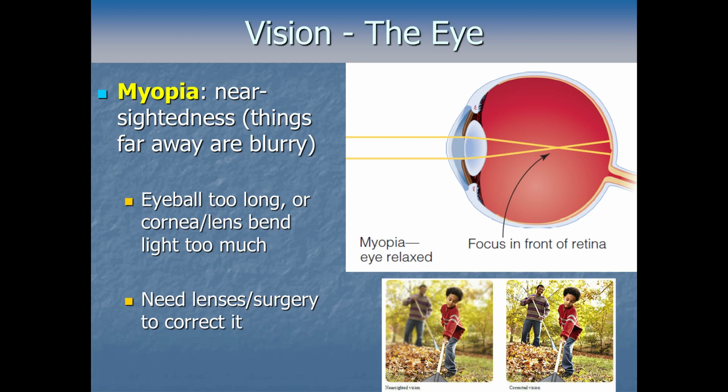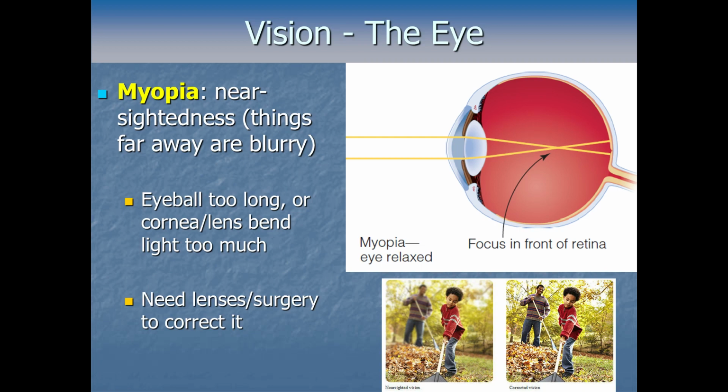Or if the cornea or lens are shaped imperfectly, so sometimes people have a condition where their cornea isn't shaped at a nice perfect angle, that can bend the light too much. Same thing, it makes the light meet too early, and so by the time it gets back and hits the retina, it's spread out again, it's blurred again.